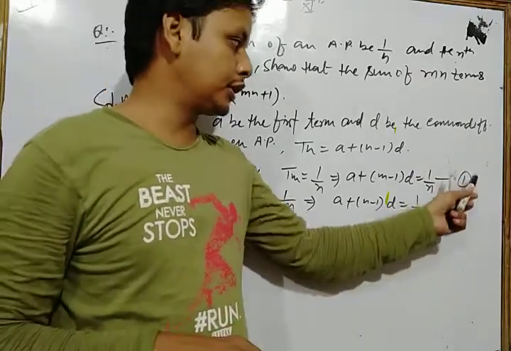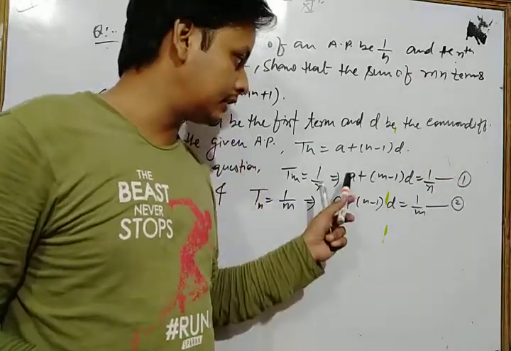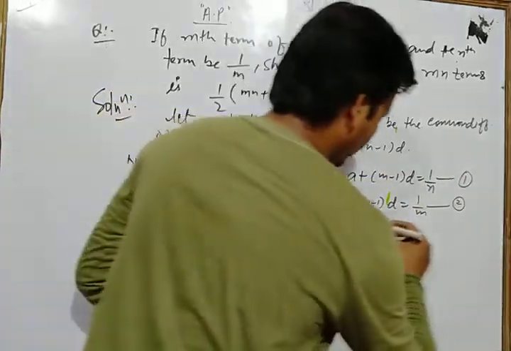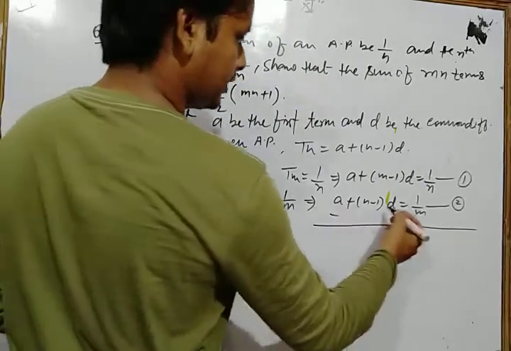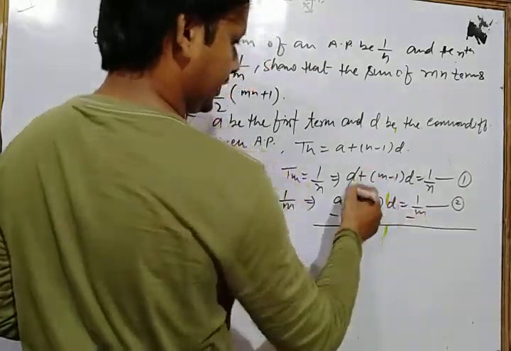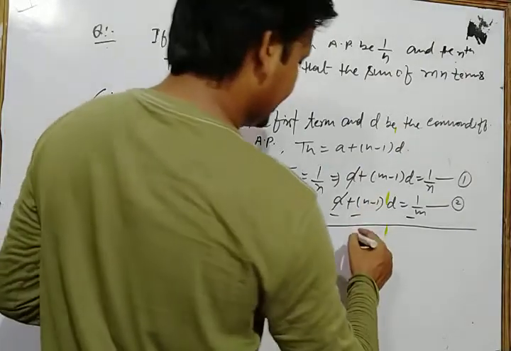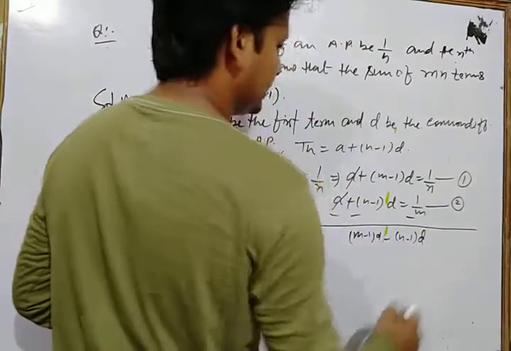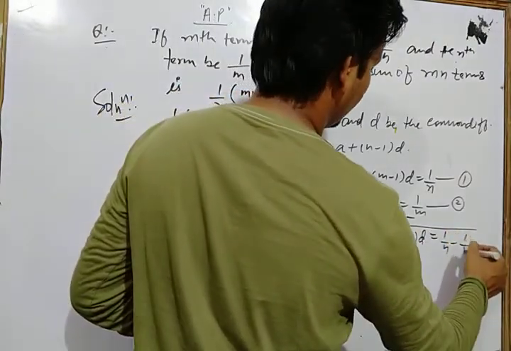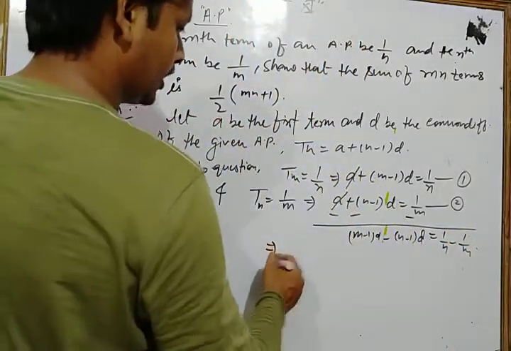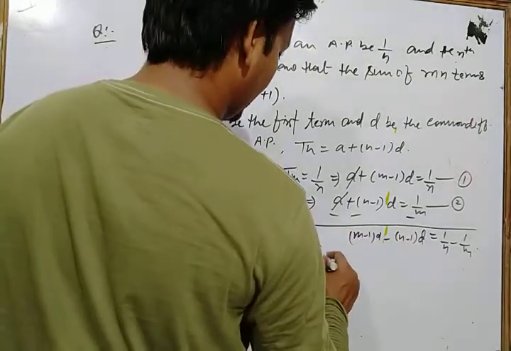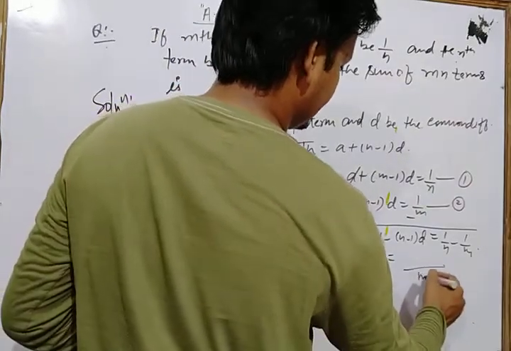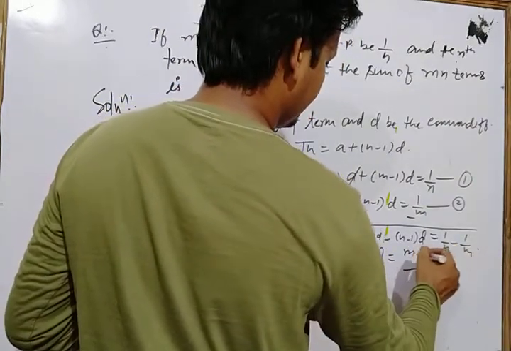Now dear students, what do we do? We solve equations 1 and 2, and in this way we get the values of a and d. Now after solving equations 1 and 2, let's see. Subtracting, a cancels out. Now what do we get? (m minus 1) into d minus (n minus 1) into d, the same as 1 upon n minus 1 upon m. Now let's see what we have. We take d as common, so we have m minus 1 minus n plus 1. Here we take mn as LCM, so we get m minus n.